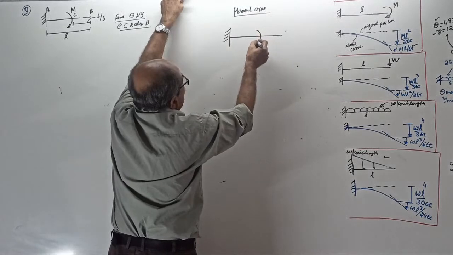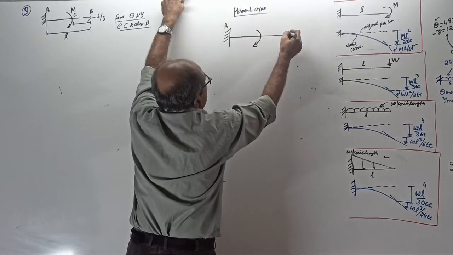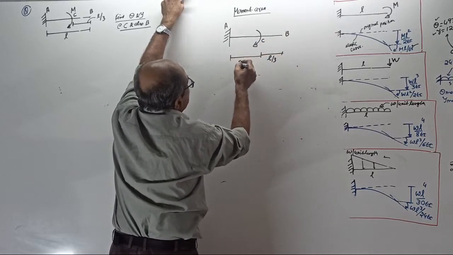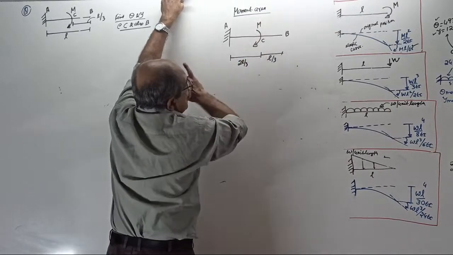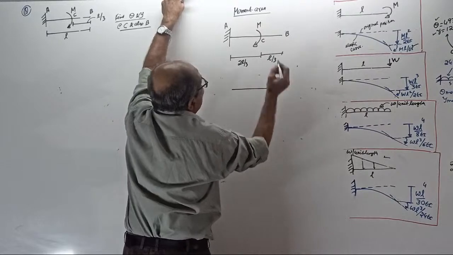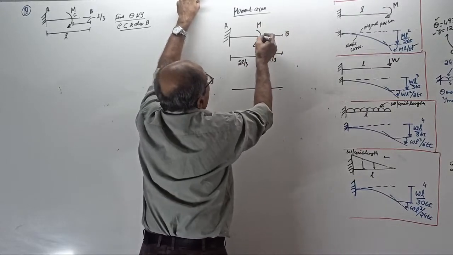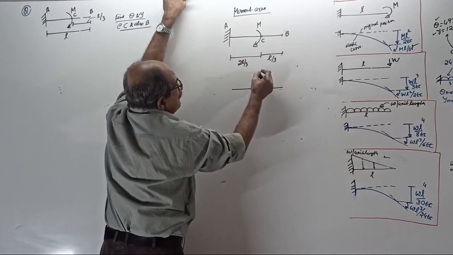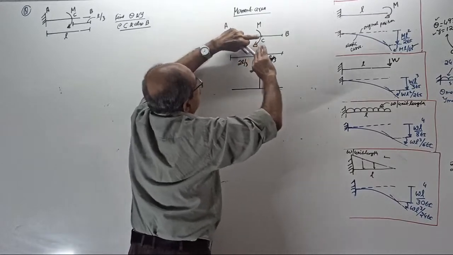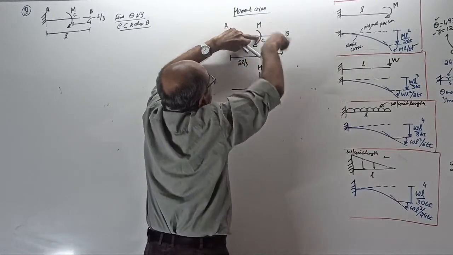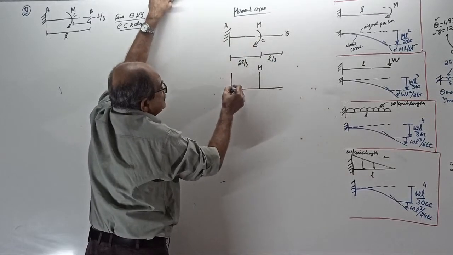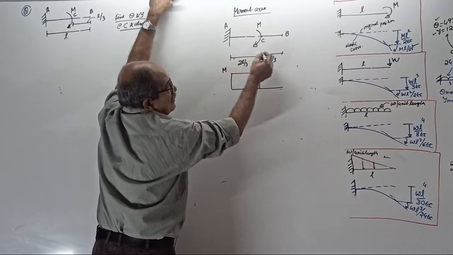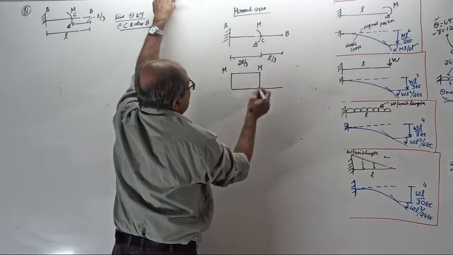Couple M. This is A, this is B, this is C. This is L by 3, this is 2L by 3. Don't see the formula, draw the bending moment diagram. Bending moment here is 0, up to here anywhere, 0. The moment you come inside, bending moment is M, and anywhere you see, it is constant M. This is the bending moment diagram. Sign not required. That's all. Tell the answer now.